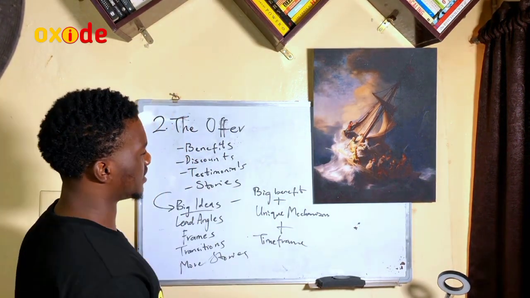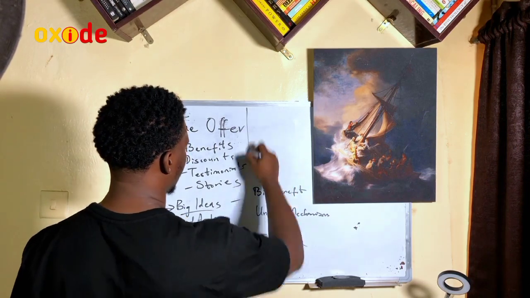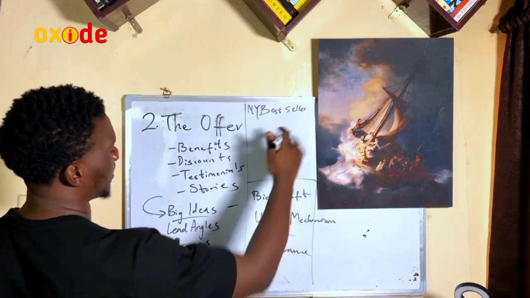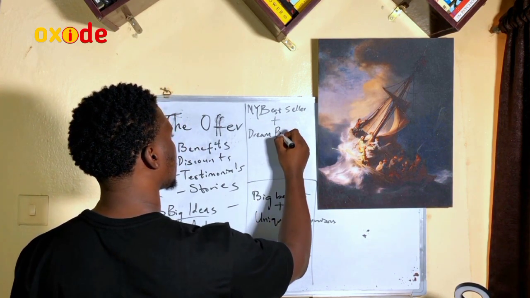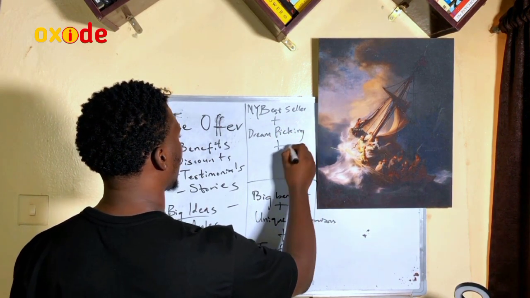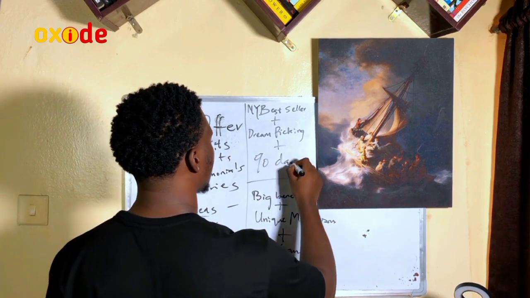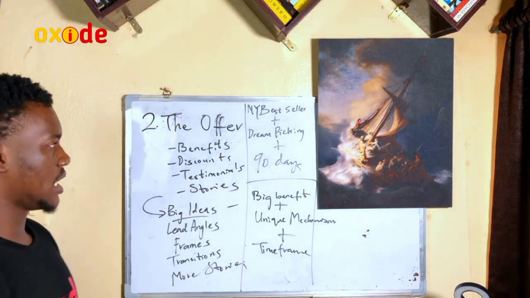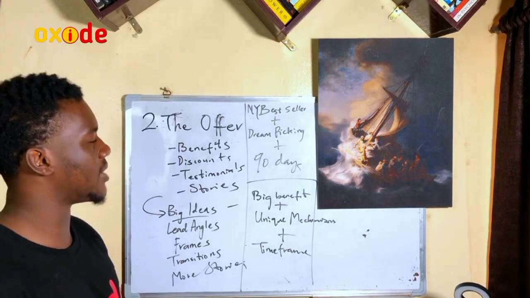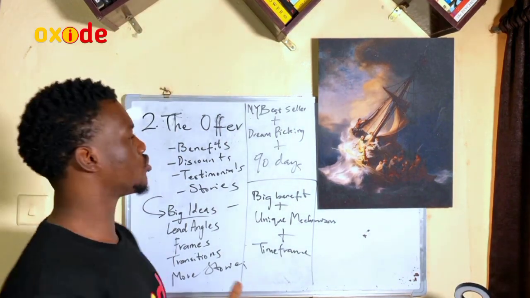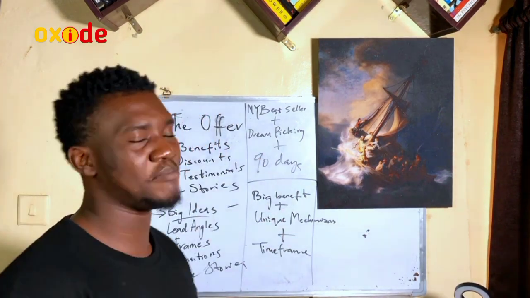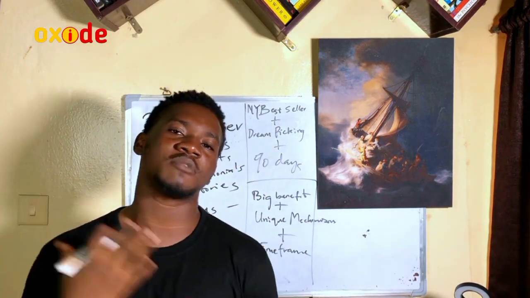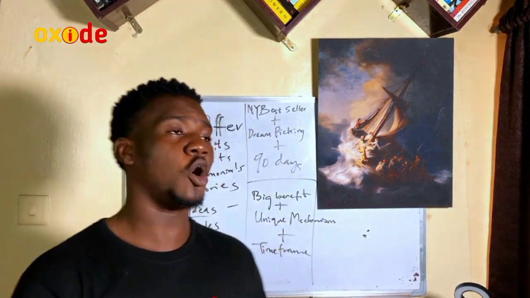So for my client, what was the big benefit? The big benefit for my client was New York bestseller. What's the unique mechanism? Dream picking. What's the time frame? 90 days. So pretty simple: how to become a New York bestseller using my dream picking process in 90 days or less. Simple. That's a big idea. That can be the headline, that can be the sub-headline, and that's what my email sequence would revolve around.